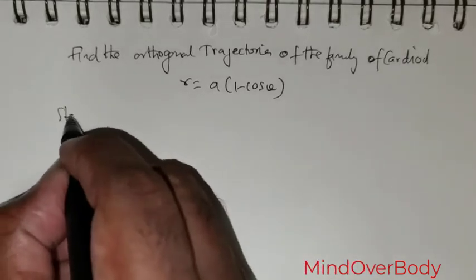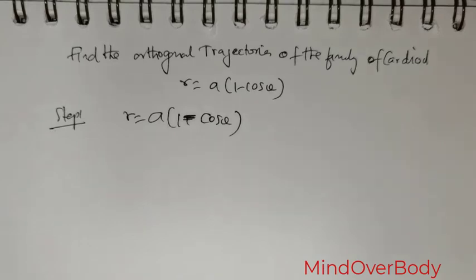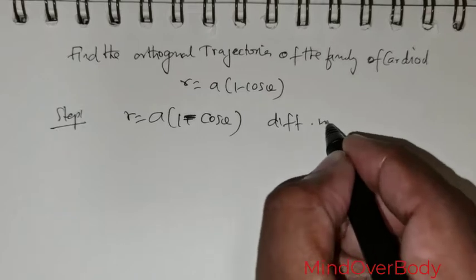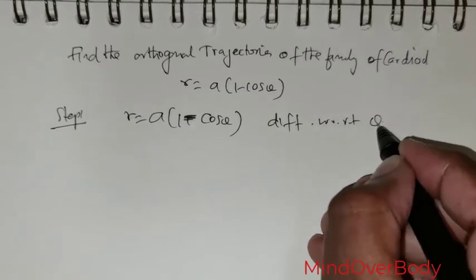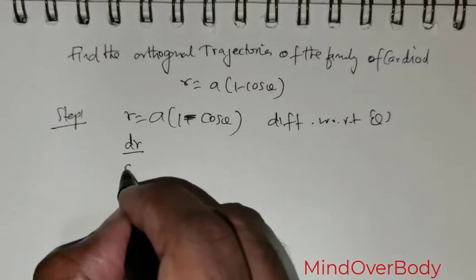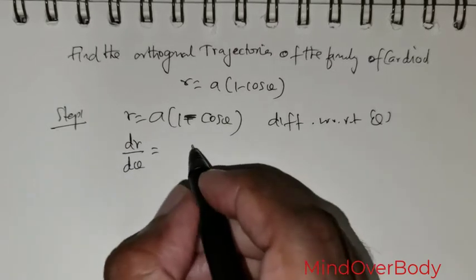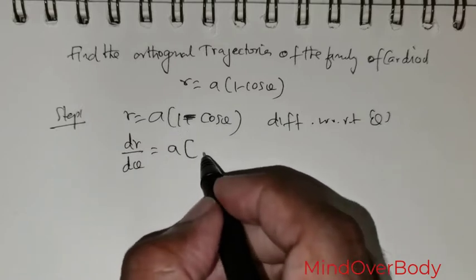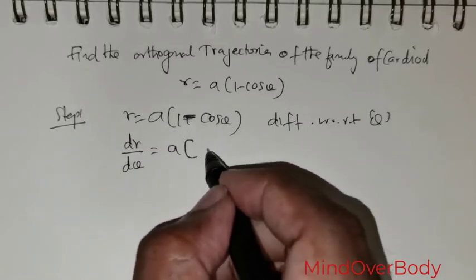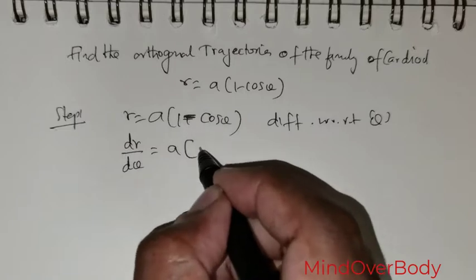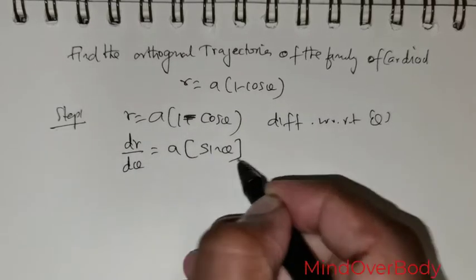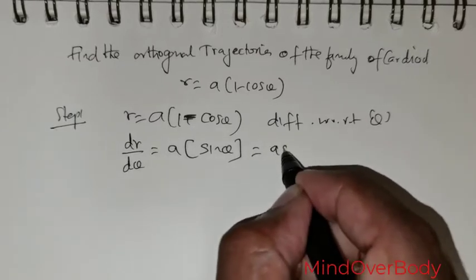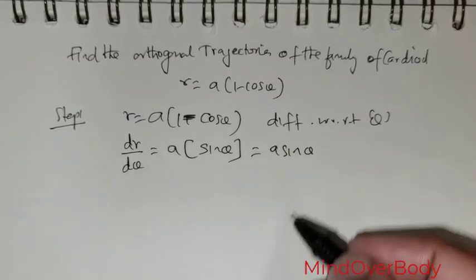So step number 1, in r is equal to a times (1 - cos theta), I'm going to differentiate with respect to theta. This is going to give me dr over d theta is equal to, a is a constant, differential of 1 is 0, differential of cos theta is going to be negative sin theta. There is already a negative sign, so this is going to give me a positive sin theta. So I got a times sin theta. Now a is an arbitrary constant. Now we'll have to get rid of this.